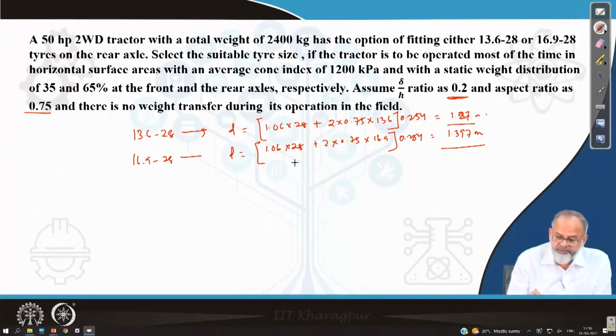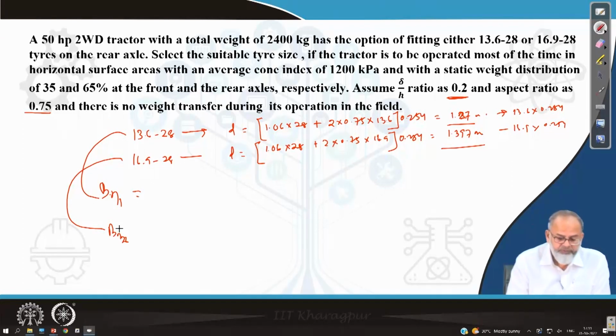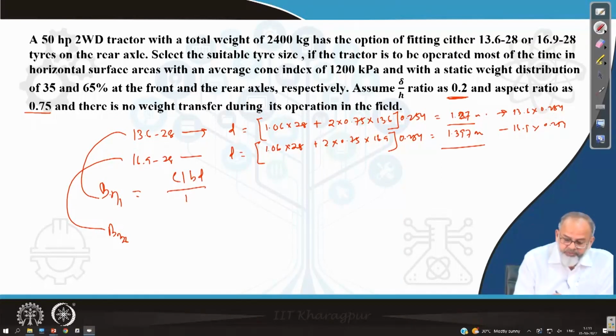Now, section width you calculate simply: you multiply 13.6 into 0.254, and here it will be 16.9 into 0.254. Suppose this tire is BN1 and this tire is BN2. So, mobility number for tire 1 is denoted as BN1, mobility number of tire 2 is denoted as BN2. So, we calculate CI b d upon W into (1 plus 5 delta by H) by (1 plus 3 b by d).